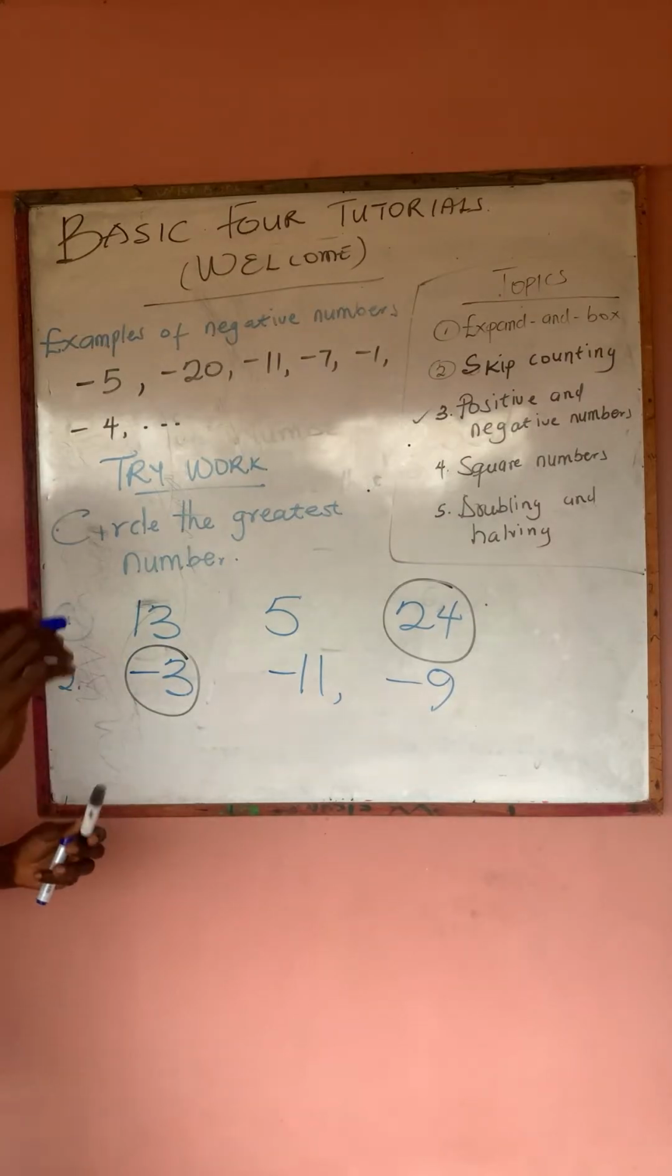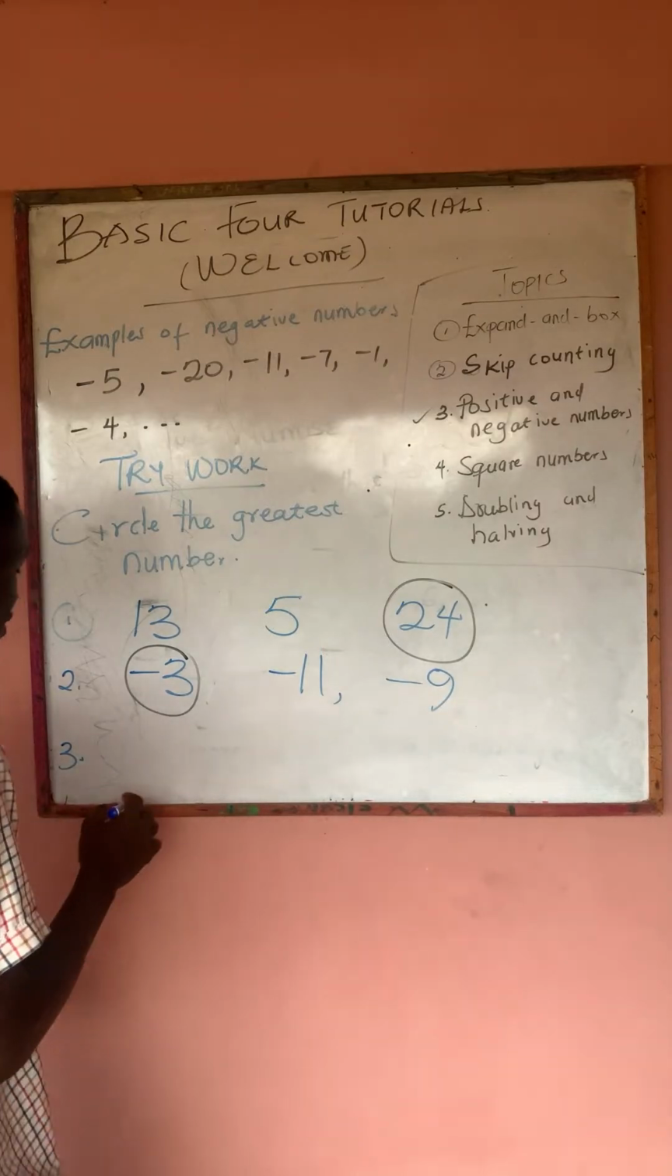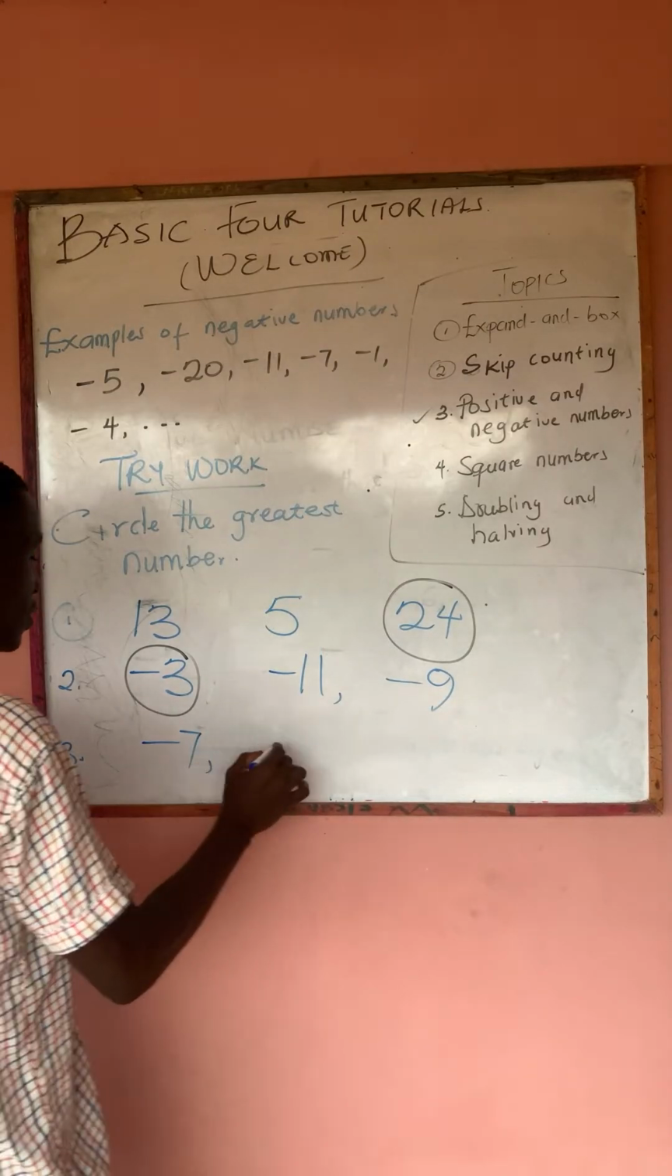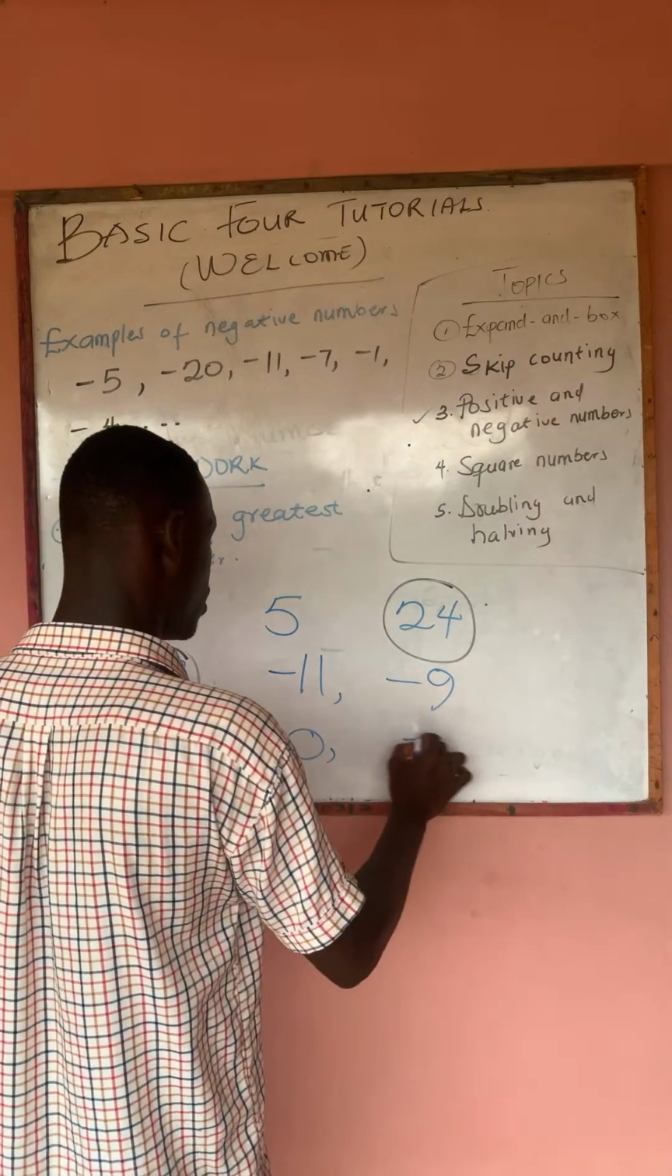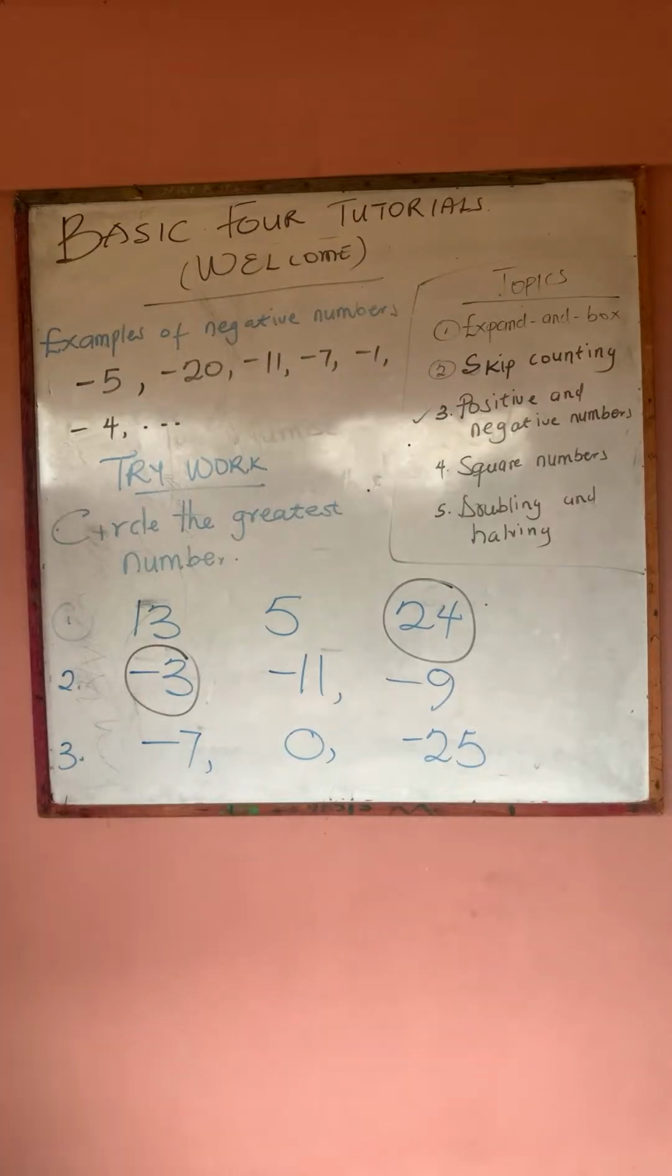Now let me see how you're going to try this other way. Number 3. Move on to our next topic. Let's take -7, 0, -25. Which of these three numbers is the greatest? We have -7, 0, and -25. Which of these three numbers is the greatest?